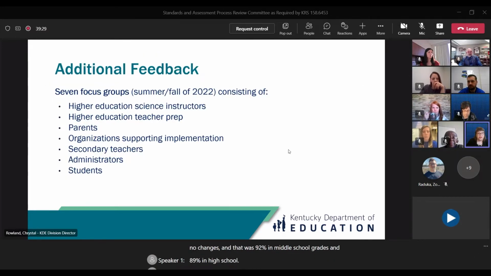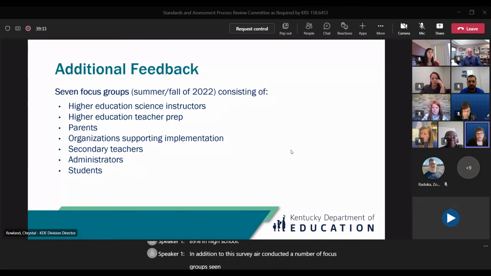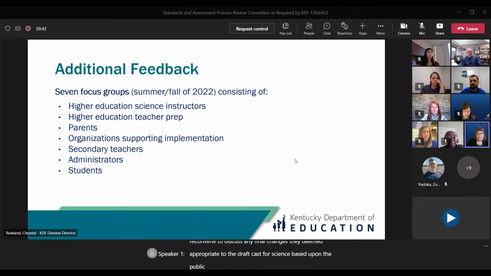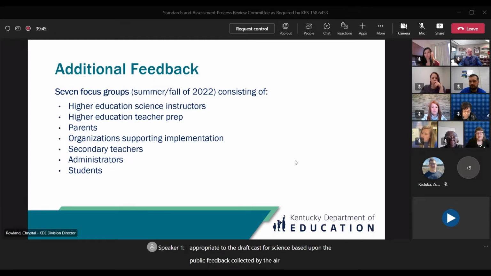In addition to this survey, AIR conducted a number of focus groups seen here on your screen. The advisory panels reconvened to discuss any final changes they deemed appropriate to the draft CAS for Science based upon the public feedback collected by the AIR. Any additional changes or adjustments to the draft standards were then submitted to the review committee for review and consideration.